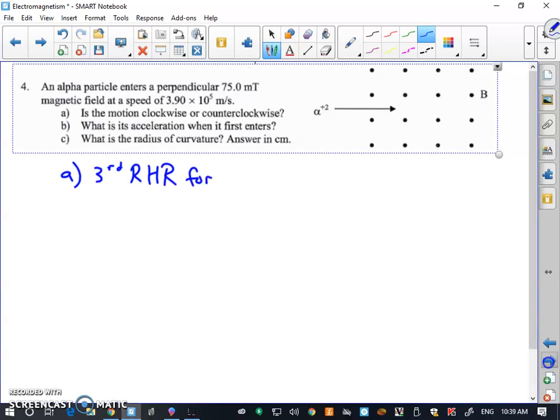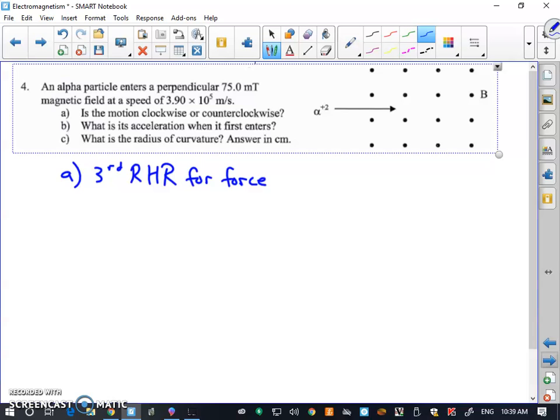for force. Why are we using the right hand? It's because it is a positive charge. It's an alpha particle. It even shows the charge right here, going in the diagram into that magnetic field. And so we use our right hand. What we do is we point our thumb. Make sure your thumb is pointing to the right because that's the speed, right?